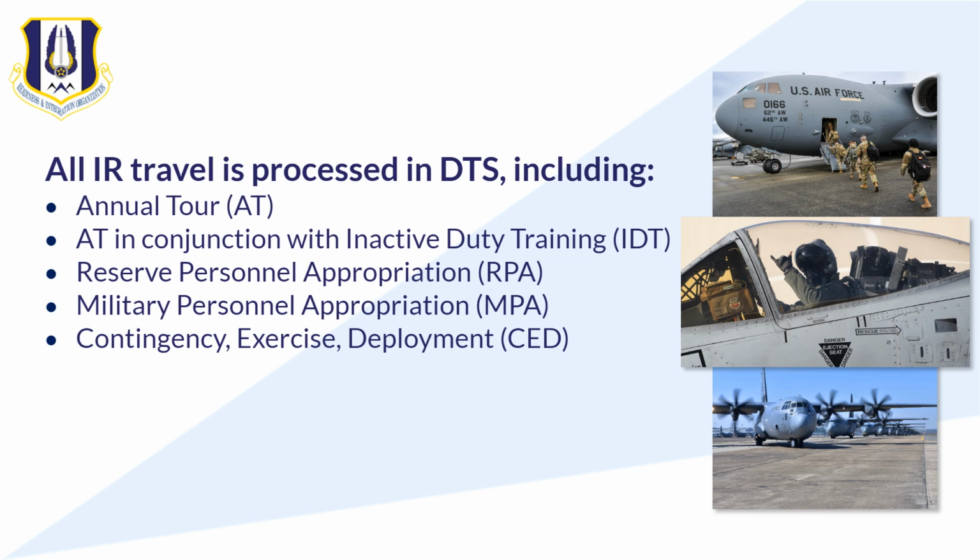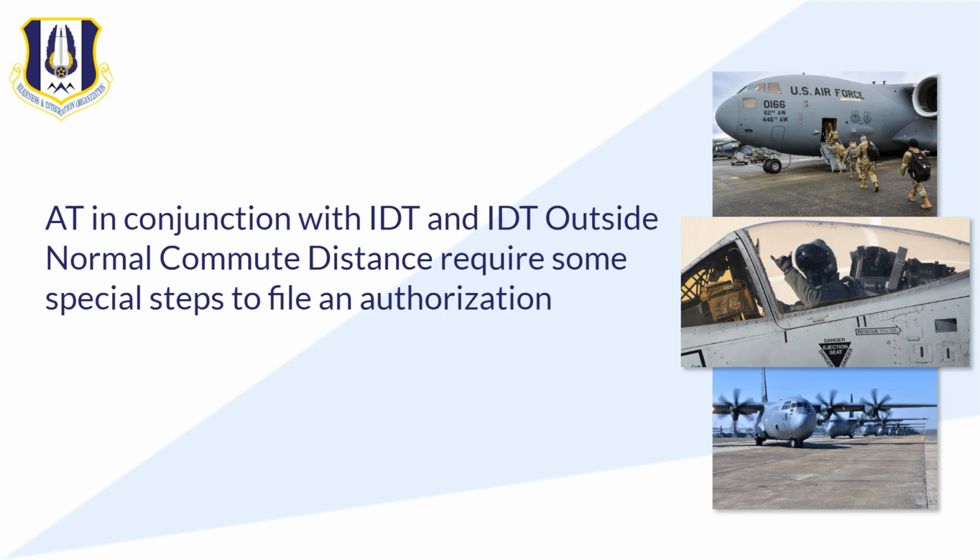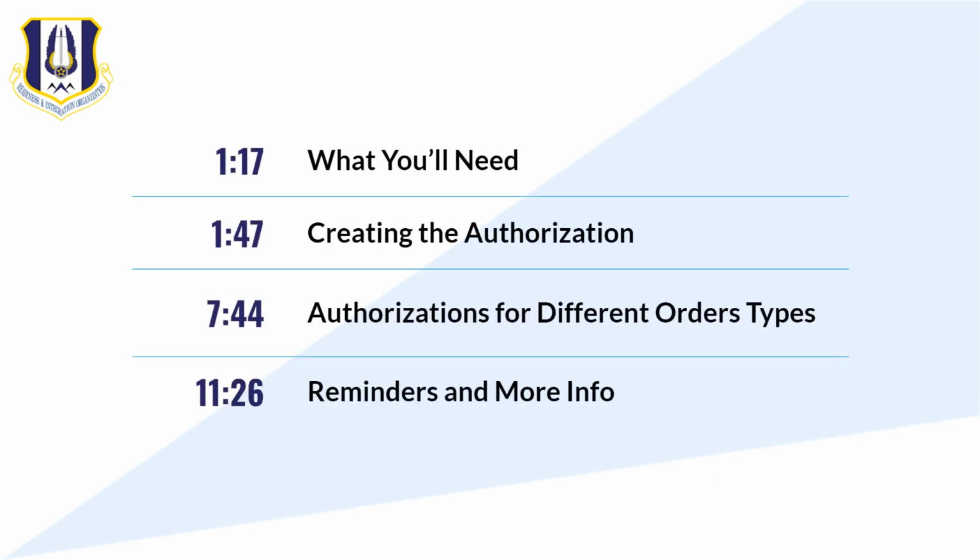Authorizations for all travel are processed in DTS, AT in conjunction with IDT, RPA, MPA, and CED orders. There are some special steps to take when filling out an authorization for AT in conjunction with IDT and IDT outside normal commute distance. We'll review those steps in this video too. This video covers what you will need to submit an authorization, creating an authorization, authorization rules for different orders types, and reminders and more information.